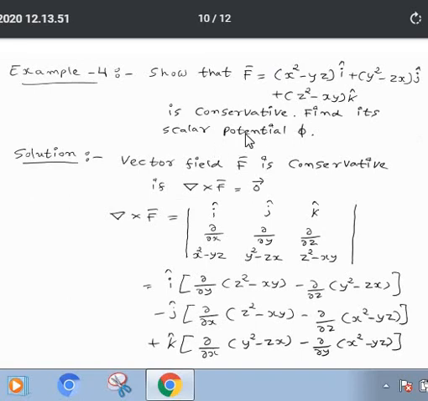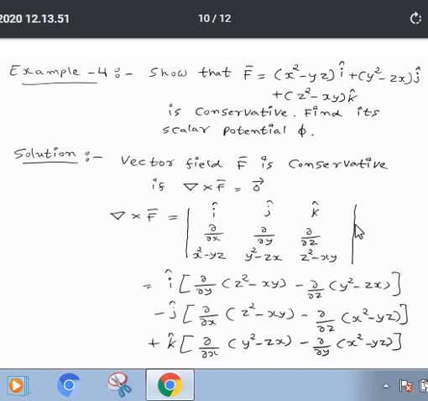If the given vector field is conservative, then we have one important result, that is f bar equals nabla phi, and from that we will be in a position to find the scalar potential function phi. How? We will see. So first of all we will show that the curl of the given vector field will be 0. Now nabla cross f bar equals the determinant of i j k, del by del x, del by del y, del by del z. This is the x component, this is the y component, and this is the z component of the given vector field.